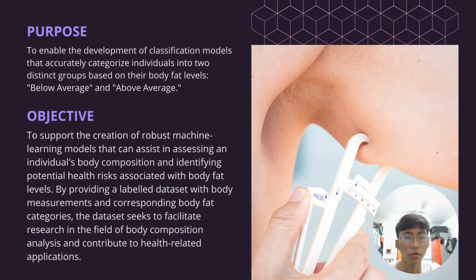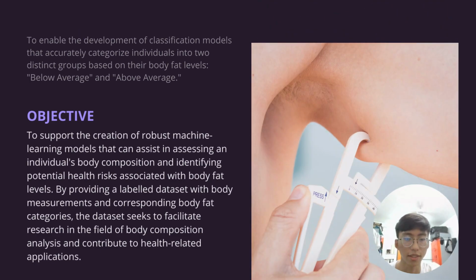The objective of our assignment is to support the creation of robust machine learning models that can assist in assessing an individual's body composition and identifying the potential health risks associated with body fat levels. By providing a labeled dataset with body measurements and the corresponding body fat categories, the dataset seeks to facilitate research in the field of body composition analysis and contribute to health-related applications.